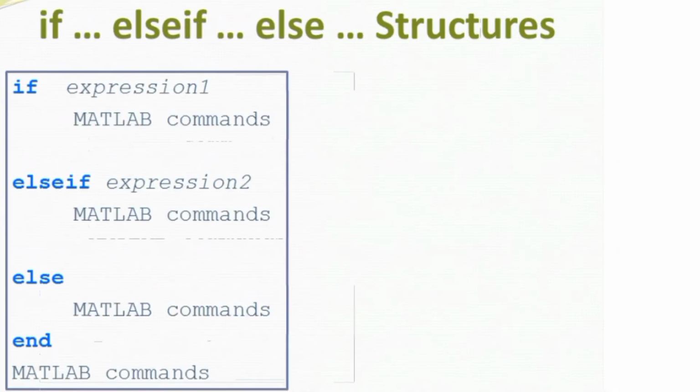Okay, so we've seen with the if, we can choose to execute a set of commands or not. With the if-else, we can choose between two sets of commands. But what happens if we want to choose between multiple sets of commands? For that, we use the if-elseif structure.